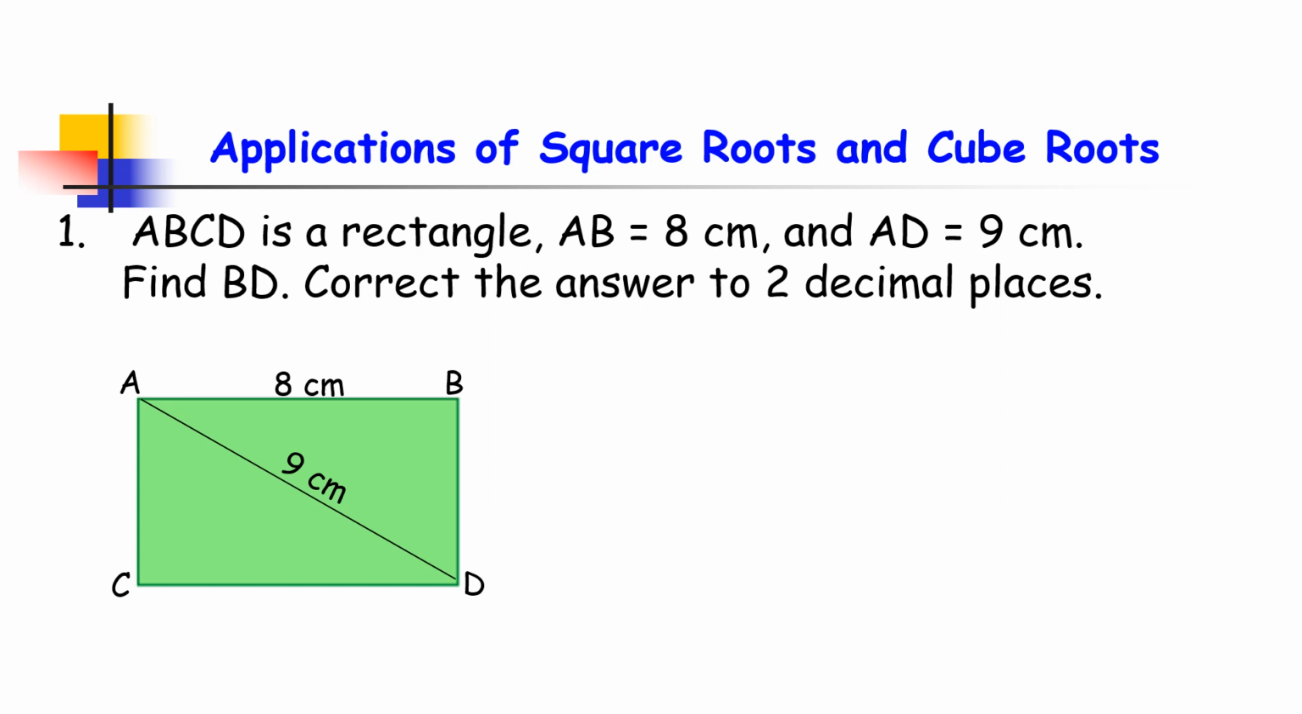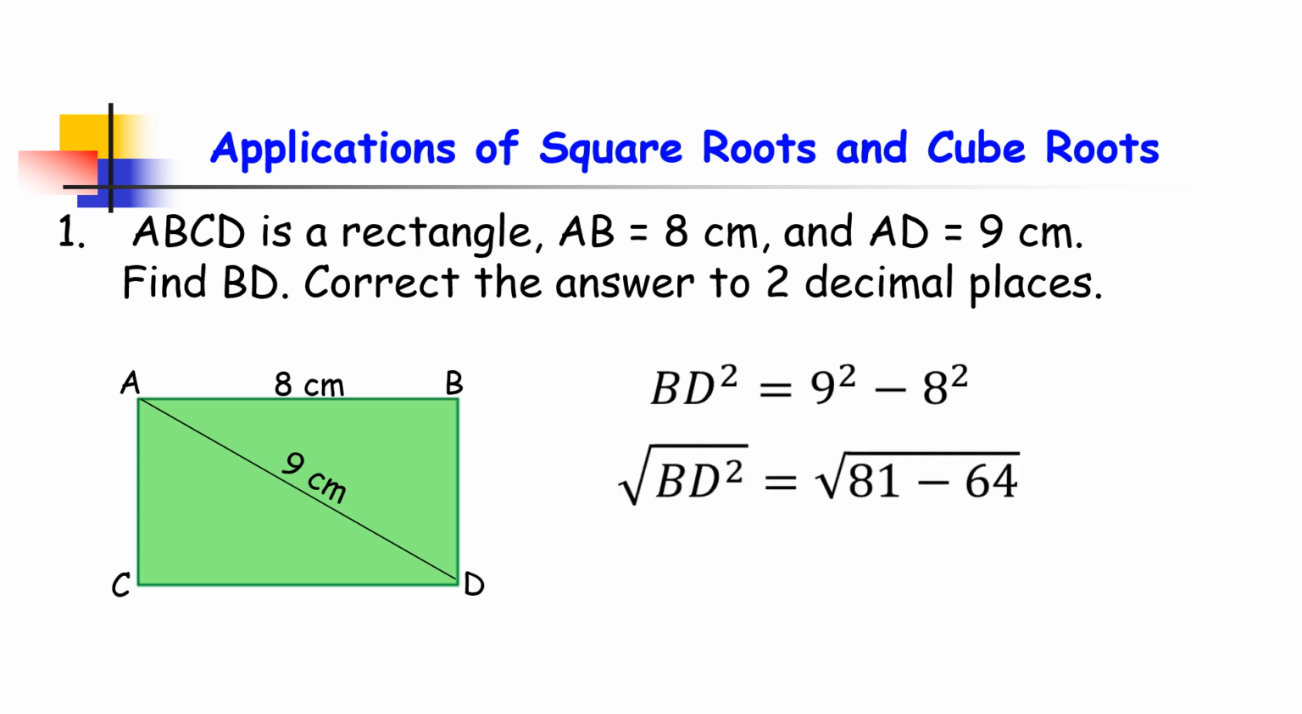So in here, we learned in Unit 1 about the Pythagorean theorem. So we shall apply the concept to solve for side BD. So BD squared equals 9 squared minus 8 squared. Why did I subtract? Because if you are looking for one of the legs, we are going to subtract. But if you are looking for the hypotenuse, you need to add. So 9 squared is equal to 81 and 8 squared is equal to 64.